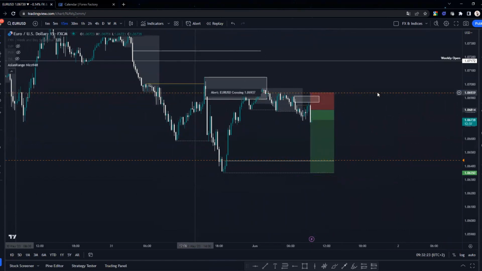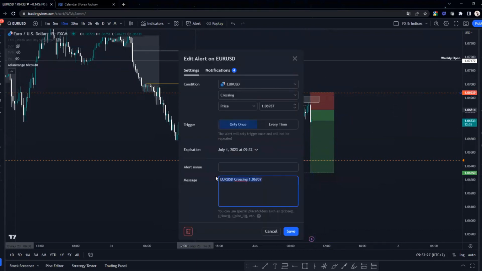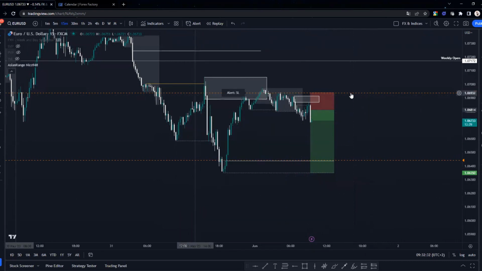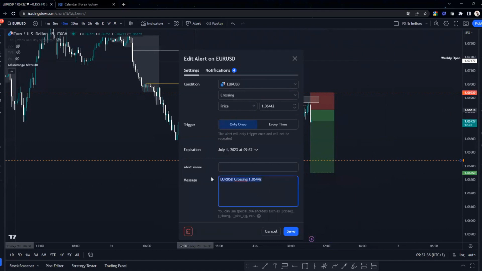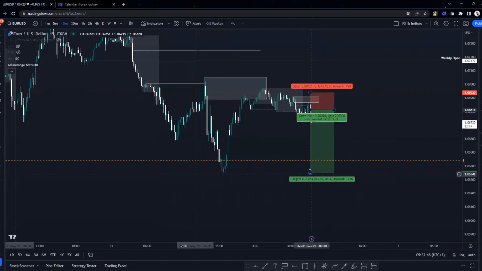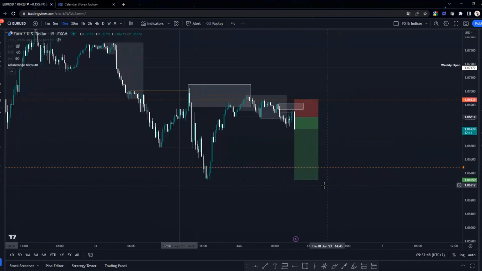You can also edit the alert on TradingView with right click, edit, and you can add the message. So stop loss here, and this is my target 1, 1 to 3 risk reward ratio. This is a total of 3.7.